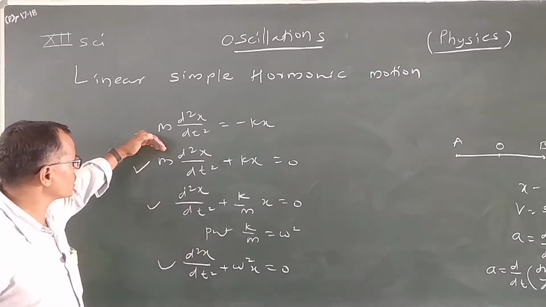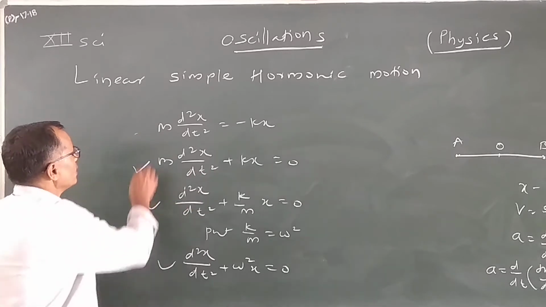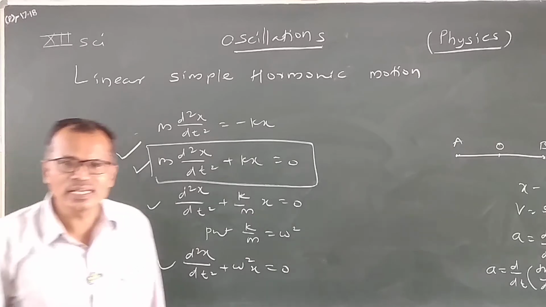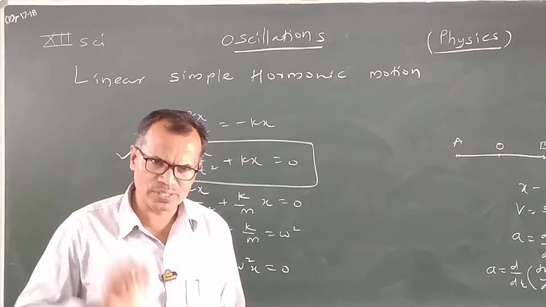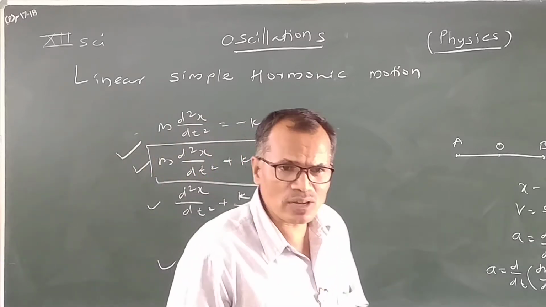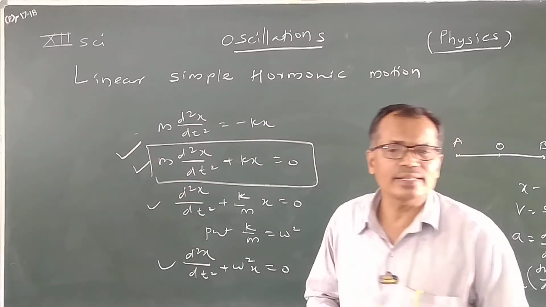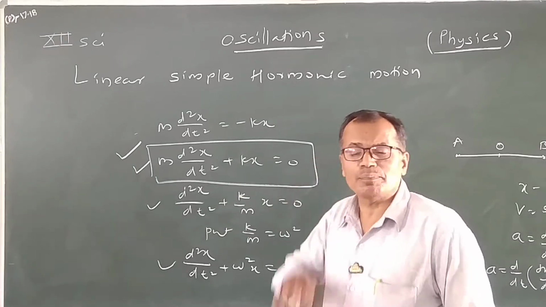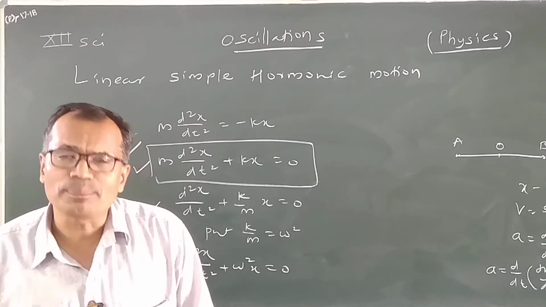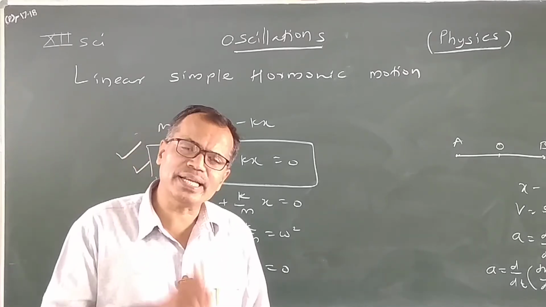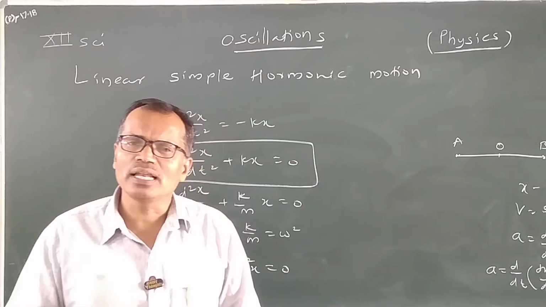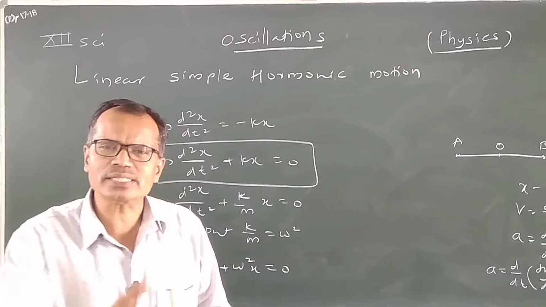Simply you can take the equation m d square x upon dt square plus kx equal to 0. This is called the second order differential equation. Now again the problem arises to find out the velocity, acceleration and the displacement of the particle performing linear simple harmonic motion. So we will obtain the equations of displacement, velocity, acceleration of a particle performing linear simple harmonic motion. We will see step by step.